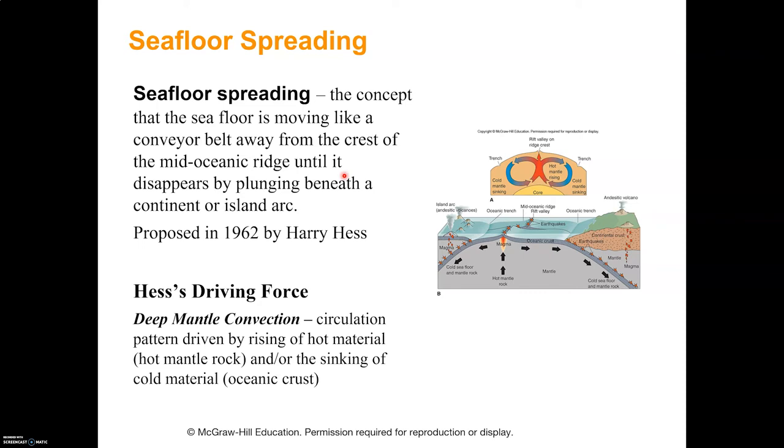Seafloor spreading, that's the concept that the seafloor is moving like a conveyor belt away from the crest of the mid-ocean ridge. Remember, that forms out like in the middle of the Atlantic Ocean. That's a divergent plate boundary, which we'll talk about. And then it disappears by plunging beneath another continent or island arc. And this was proposed by Harry Hess back in 1962, so not that long ago. I think I mentioned before that when my dad was in school, this was all very new and very controversial, these ideas. And Hess's driving force was that there was this deep mantle convection.